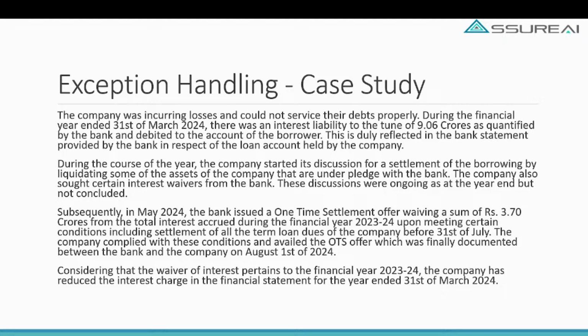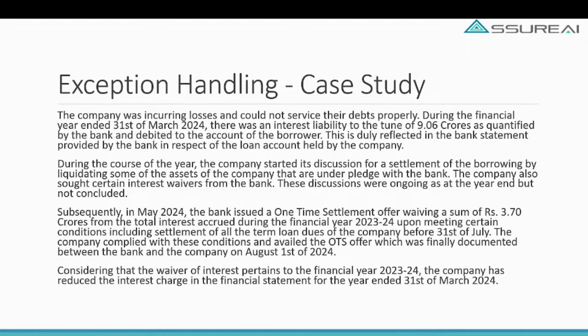So imagine a scenario where the company has incurred a loss. This is purely a live case scenario taken from one of the NFRA orders, and the numbers are modified to suit the current realities. So a company was incurring losses and could not service its debts properly. And during the financial year ended March 2024, there was an interest liability to the tune of 9.5 crores quantified by the bank and debited to the account of the borrower. This is duly reflected in the bank statements.